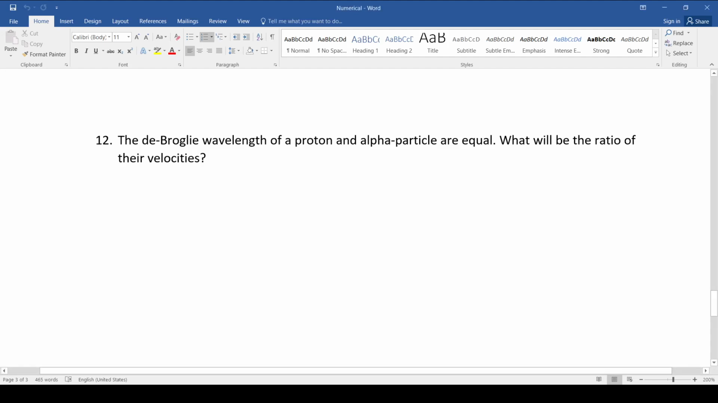So here also we are going to discuss a question which was asked in JEE Mains 2021. Let me read the question first and then we'll discuss the solution. The question is: the de Broglie wavelength of a proton and an alpha particle are equal. What will be the ratio of their velocities? It is given that the de Broglie wavelengths are equal, and we need to calculate the ratio of their velocities. Let us head to the board, where we will solve this question.